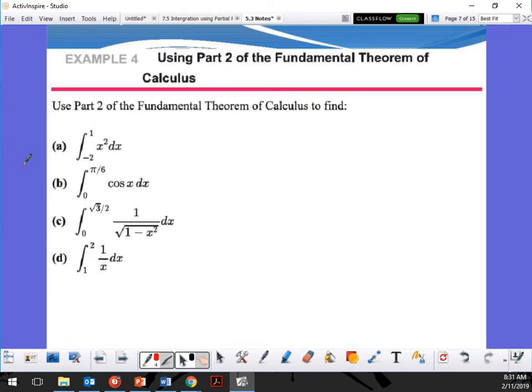Okay, calculus. We're going to do some calculus. I'm going to go back over one of the problems, not both of them from this slide.